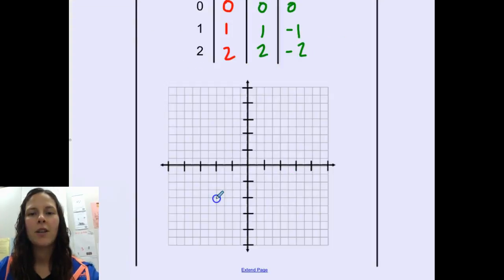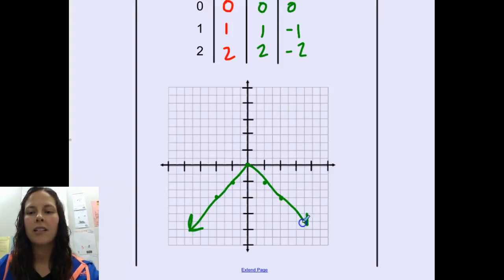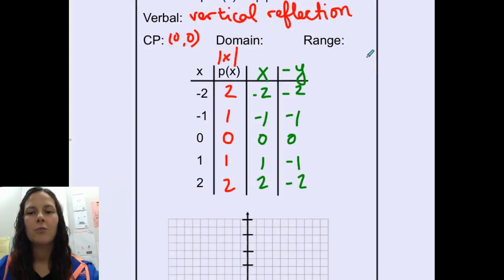Plotting those values, we had -2, -2, -1, -1, 0, 0, 1, -1, and 2, -2. Remember, the absolute value is a v, so make sure there is a sharp point at 0, 0, or your critical point if you end up shifting it. Domain and range. Domain is all real numbers because you can substitute any value into an absolute value. You can also think about sliding that vertical line across the graph.